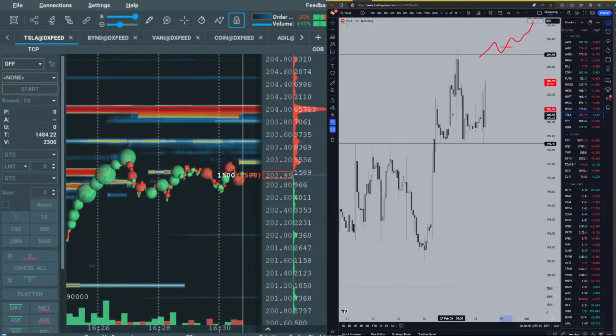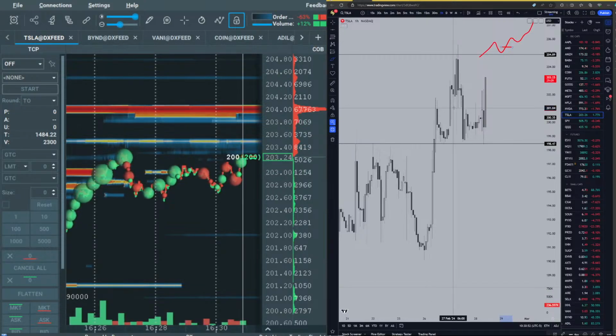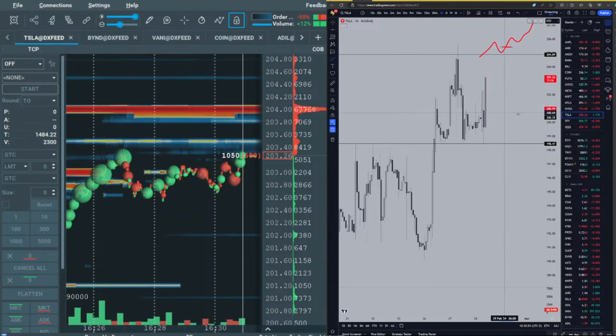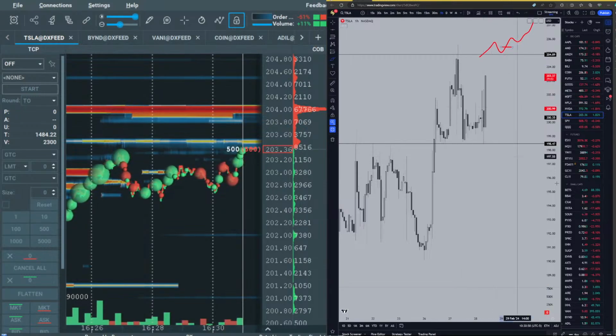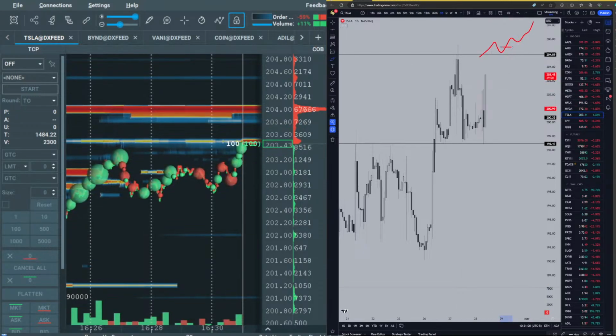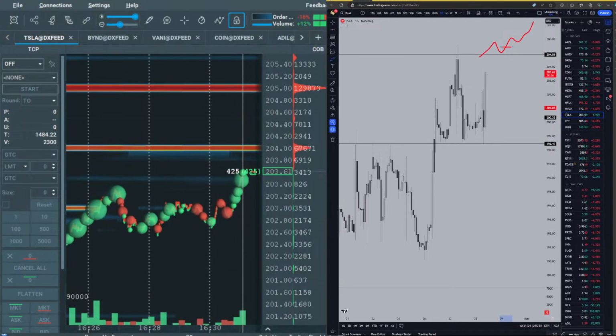Yeah, I believe over here Tesla will push more. But you know, we have to follow the price action. $203.30. They're actually starting to break this level over here. Yep, look at the volume right here popping.